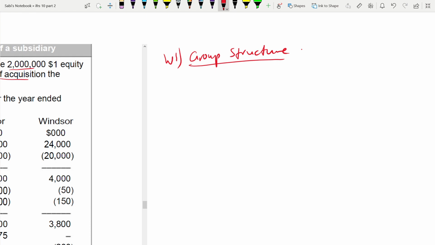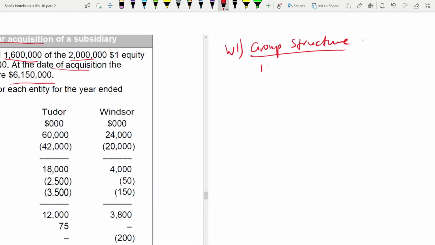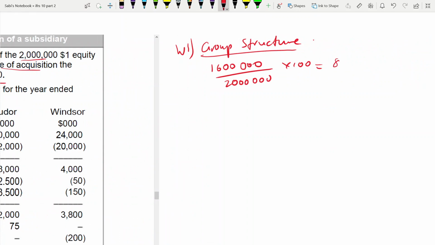Group structure. Now, they didn't give you in terms of percentage, right? So how do you find it? It's very easy. They have purchased 1.6 of the 2 million shares. So this is how you get it. Divide by 2 million into 100. This is how you get the percentages. How much you have acquired versus how much of equity shares you have. Okay, so this is 80% you're getting. So you have purchased 80%.